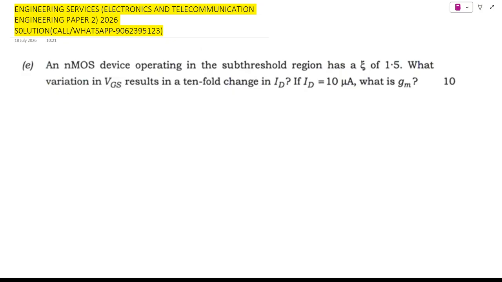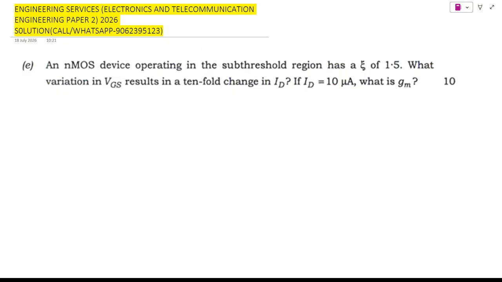Today's question is a beautiful combination of physics, device electronics and numerical calculation. Once you understand the concept of sub-threshold operation, solving such questions becomes almost mechanical. Okay, now before touching the calculator, let's understand what the sub-threshold region actually means.